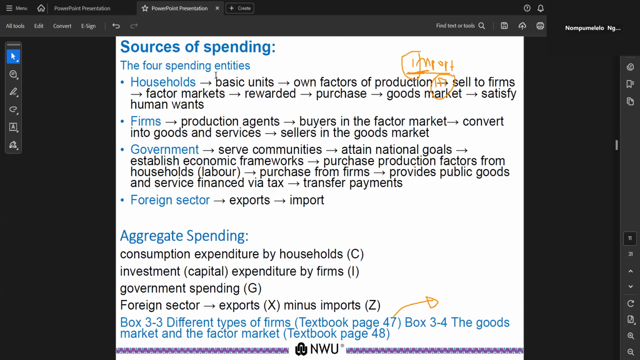Sources of spending. I hope you guys understood that one.